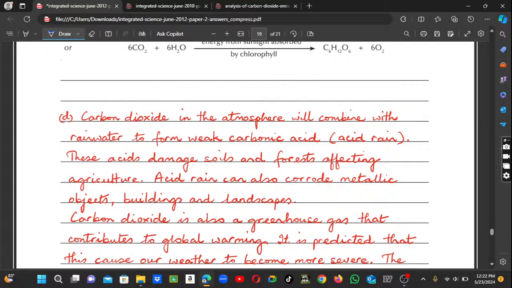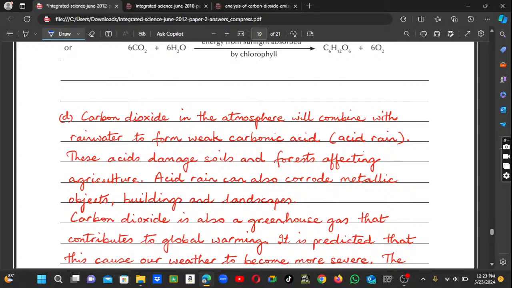So we're talking about carbonic acid, we are talking about acidic rain. These rains damage soil and forest. We know that acidic rain normally affects agriculture, and this is a problem. People nowadays are very afraid of acidic rain, because it can also corrode the metal of objects such as buildings, and landscapes.